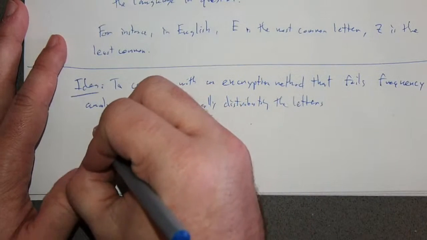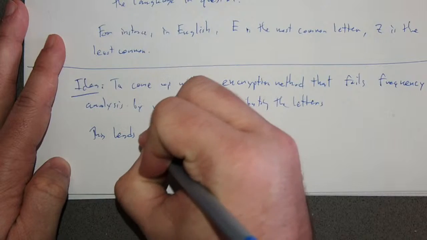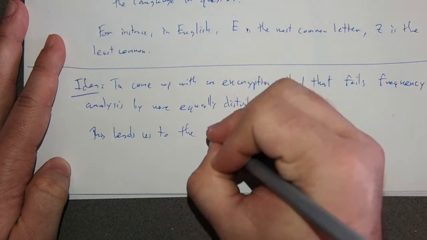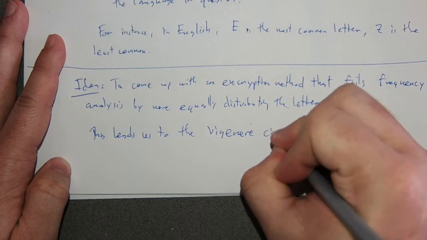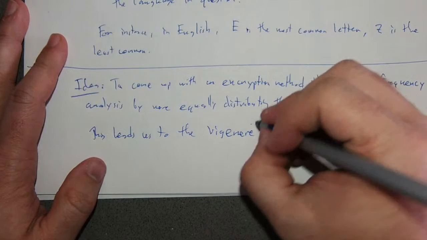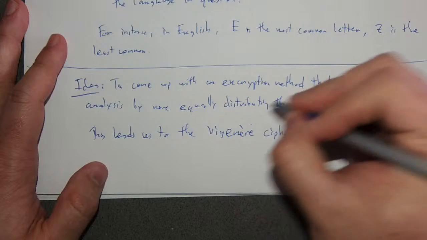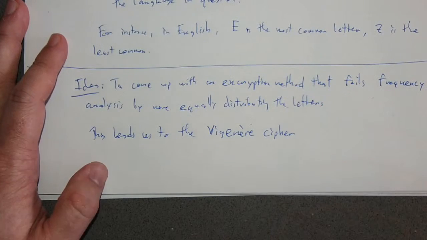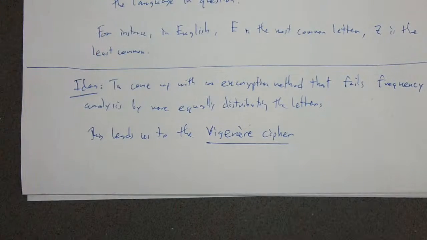Okay, so this leads us to the Vigenère Cipher. Where's the accent? The accent is on the second E. There's 3 E's here. The accent's on the second E.